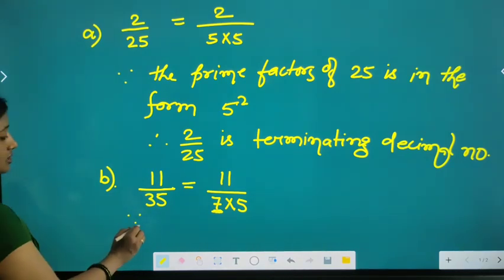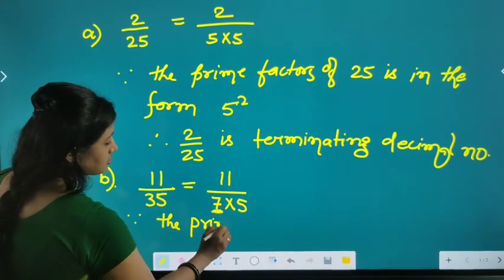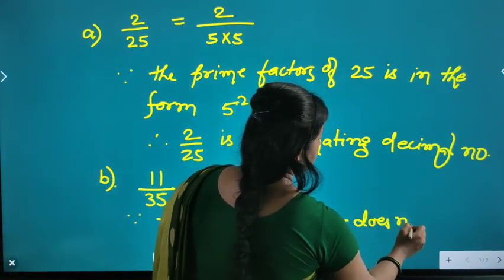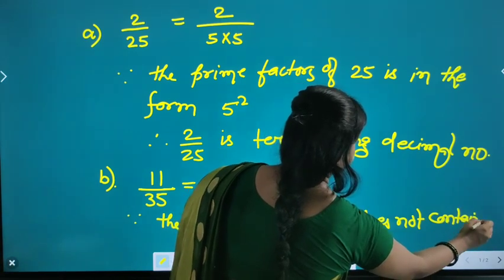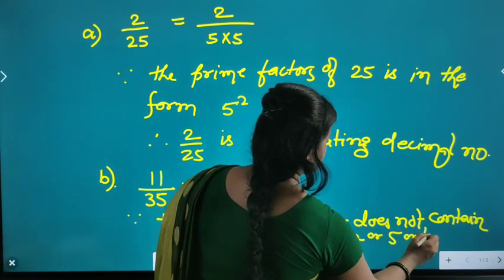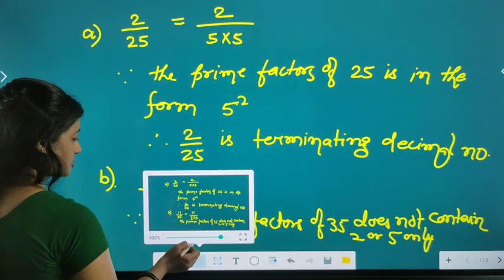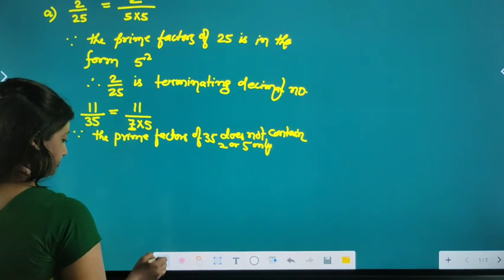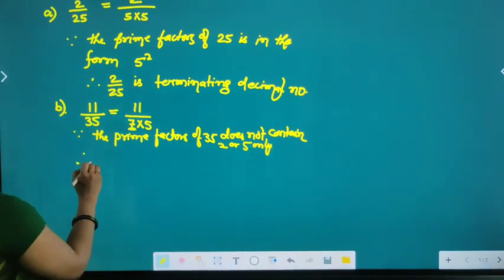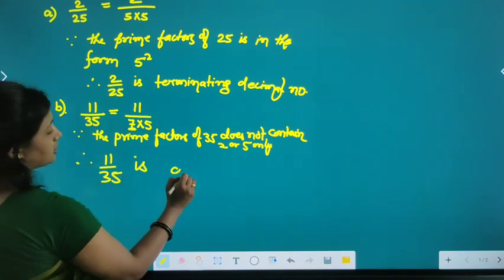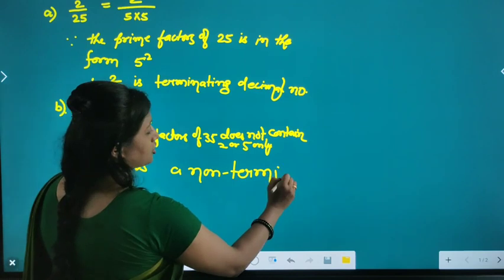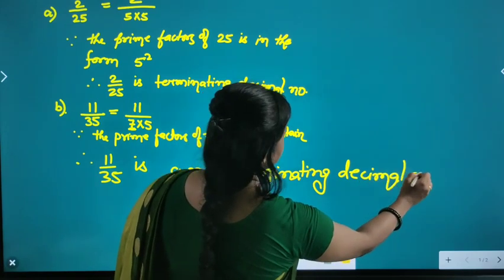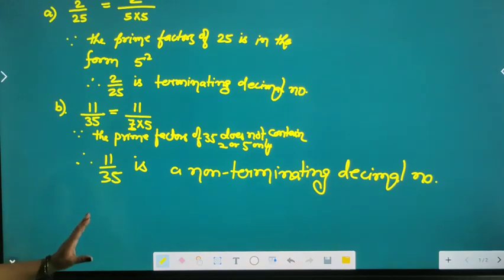And how will you write this statement? Since the prime factors of 35 do not contain 2 or 5 only, therefore 11 by 35 is a non-terminating decimal number. In this way you will solve this question.